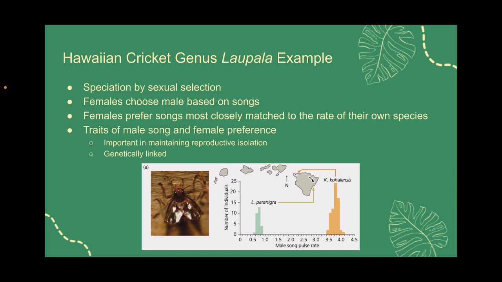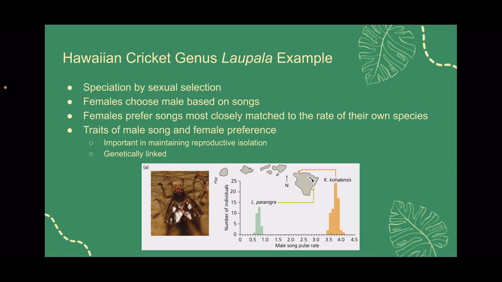One study showed that males from the species L. cohalensis were found to have a higher pulse rate than the males from the species L. paranigra, which can be seen from the graph. Females were found to prefer songs that are most closely matched to the rate of their own species.